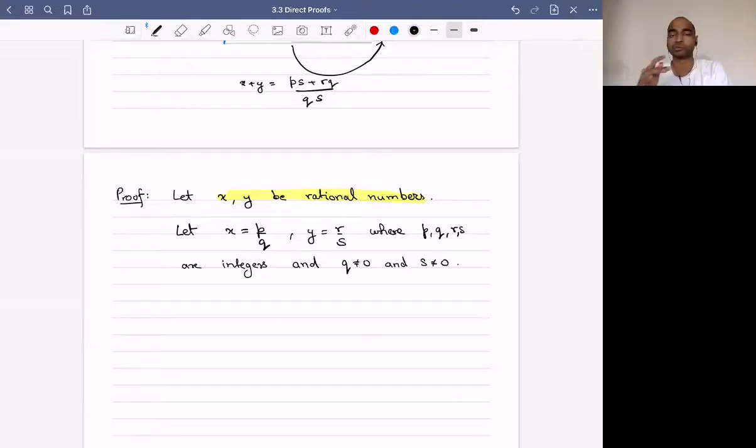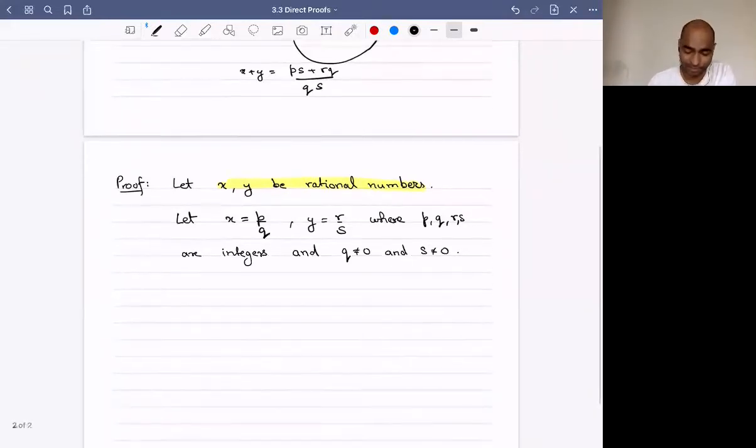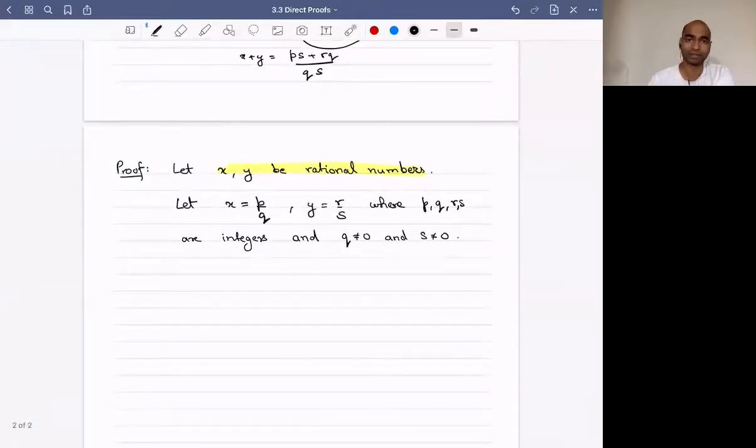When you write proofs, you write full statements, and you state all your assumptions in advance, and you declare all your variables. So for example, x and y, I'm saying they are rational numbers, so I'm declaring their domain. Then p, q, r, s, I'm saying they are integers, so I'm telling you what they are. Then my assumption is that q is not zero and s is not zero, so I'm also putting that in there. All of these are not optional. You have to write proofs in all the detail possible.